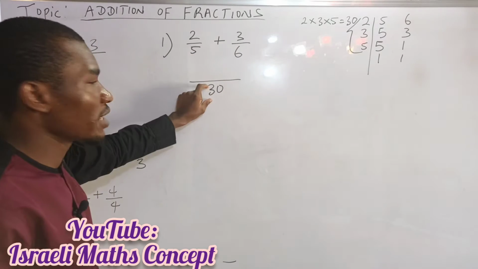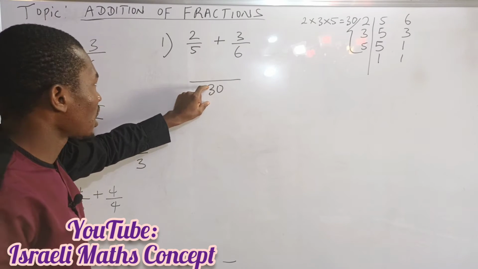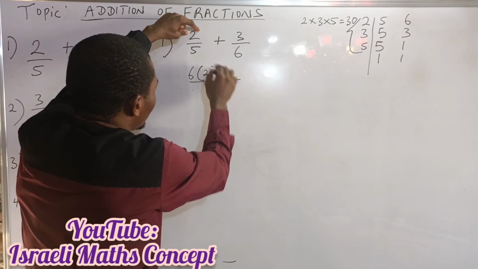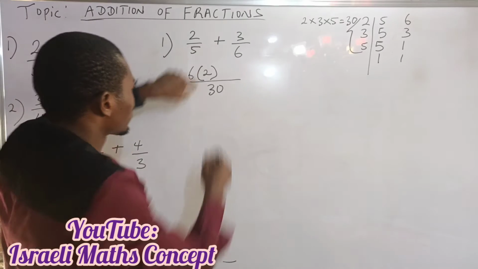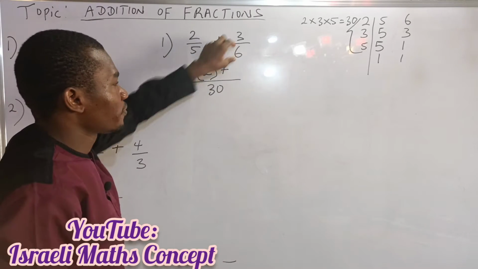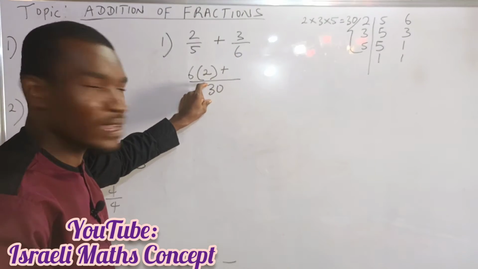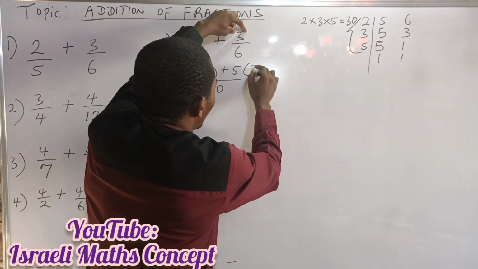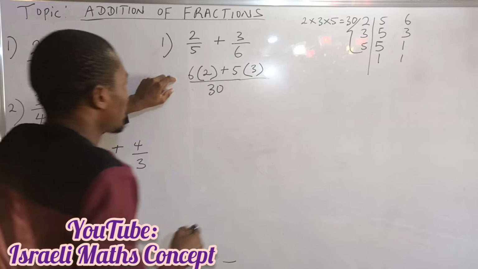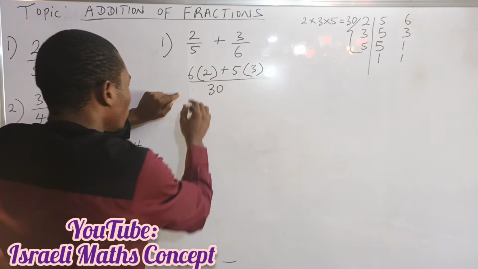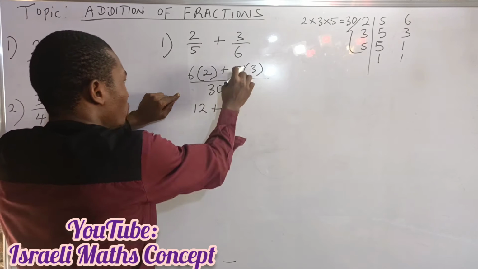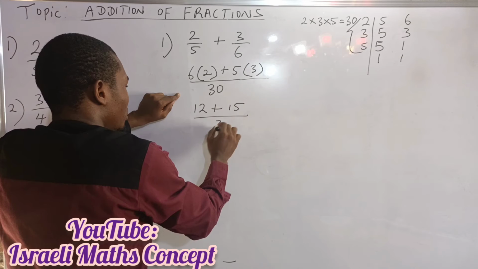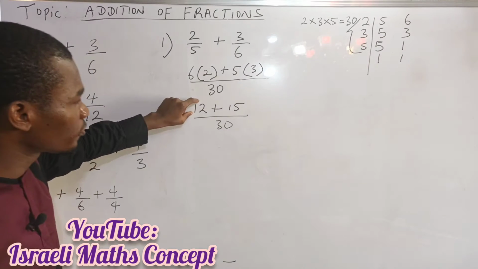Then 30 divided by 5 will be 6, and 6 will now multiply the numerator, which is 2. Plus 30 divided by 6 will give us 5. Then that 5 will multiply the numerator of this fraction, which is 3. Then 6 multiplied by 2 will give us 12. Plus 5 multiplying 3 will give us 15. Then all over 30. Then 12 plus 15.